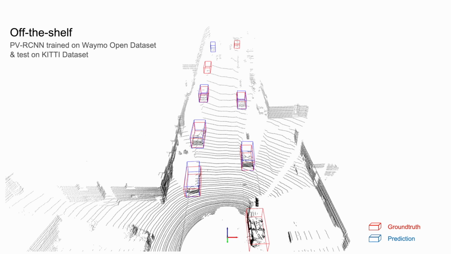Let's look at the domain shift problem. These are some examples I visualized using the Open3D package. We pre-trained the 3D object detector PV-RCNN on the Waymo open dataset and tested it directly on the KITTI dataset. However, due to the inherent domain gap between these two datasets, such as differences in point count distributions, we can observe that the model's performance is suboptimal. We have encountered quite a few false positives, missing detections, and inaccuracy in object size.